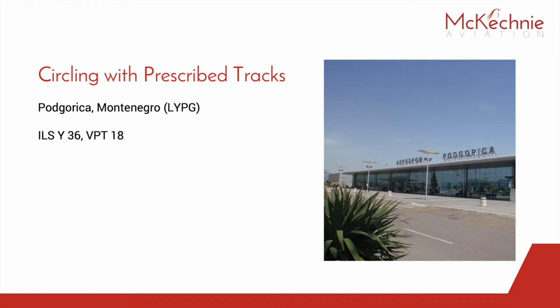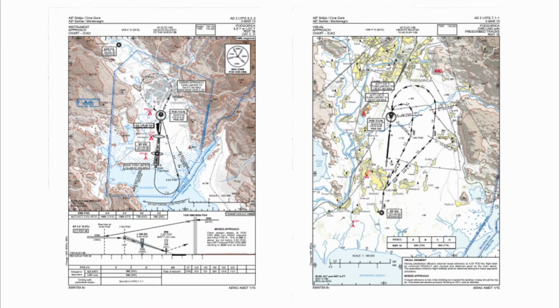Here's an example of circling with prescribed tracks. This is the circle to land operation at Podgorica, Montenegro. We're going to fly the ILS Yankee approach to runway 36 and then circle to land on runway 18, following the published circle to land using prescribed tracks procedure. You'll find it useful to have the approach charts for ILS Yankee and the circle to land available as you watch the video.